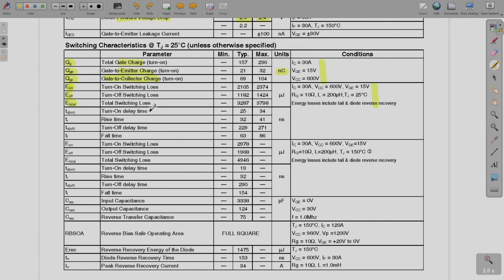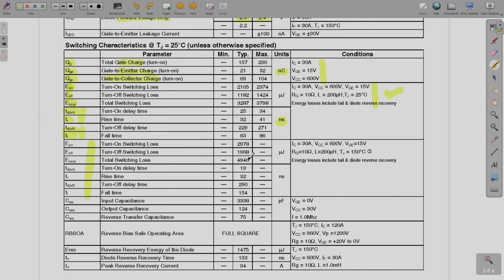Then turn on delay times, turn off delay times, rise times and fall times. So basically turn on times and turn off times in nanoseconds are also provided, and this is also for this condition only. You see these things are provided by the manufacturer. Again turn on, turn off loss, and turn on and turn off times are given, but the set of conditions change.